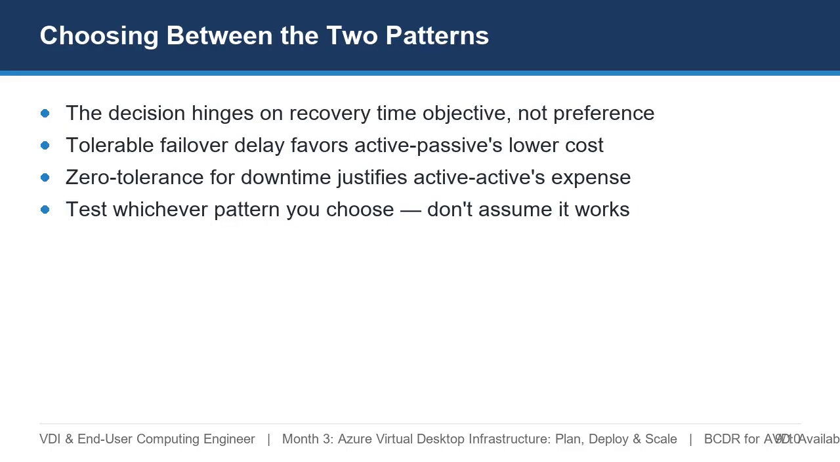The choice between active-passive and active-active comes down to your recovery time objective. If the business can tolerate the time it takes to stand up a secondary environment from code and geo-replicated storage, active-passive is the more cost-effective choice. If any downtime beyond a brief failover blip is unacceptable, active-active is the only pattern that delivers that, at real ongoing cost. Whichever you choose, actually test the failover. Don't assume the plan works until you've proven it.